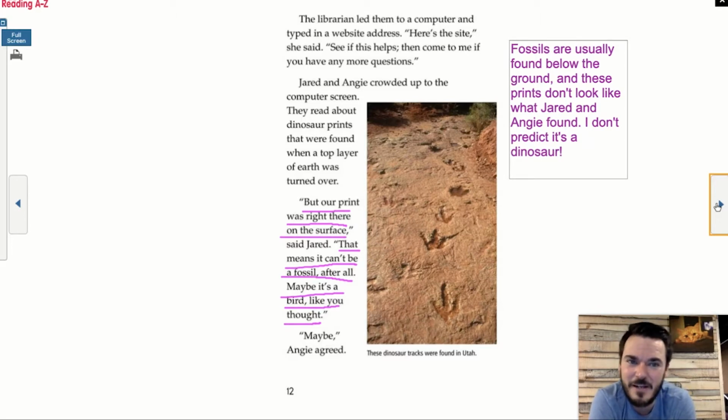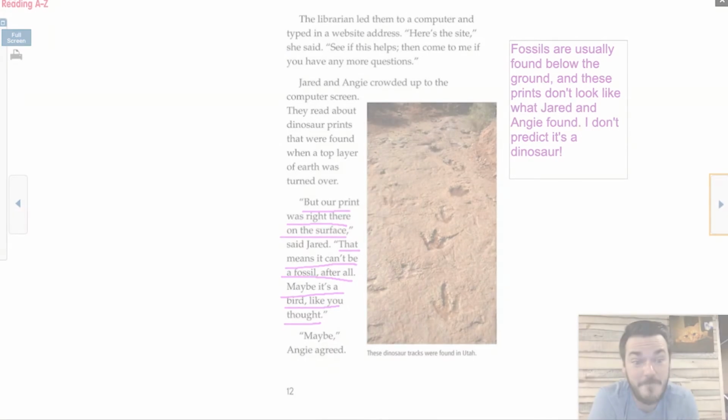"Maybe," Angie agreed. Fossils are usually found below the ground, and these prints don't look like what Jared and Angie found, so I definitely don't predict it's a dinosaur.